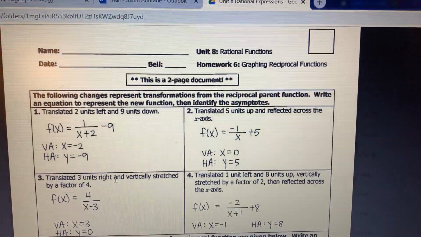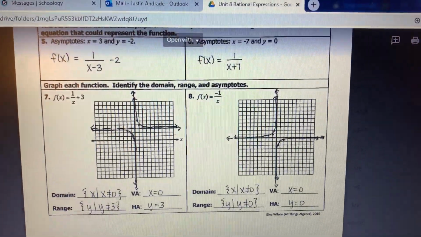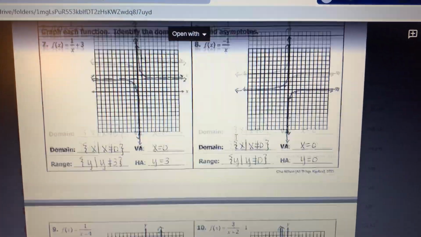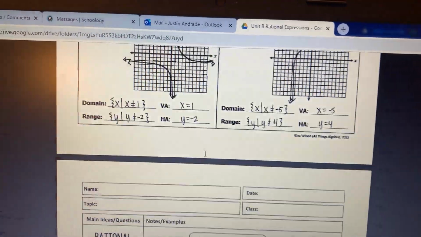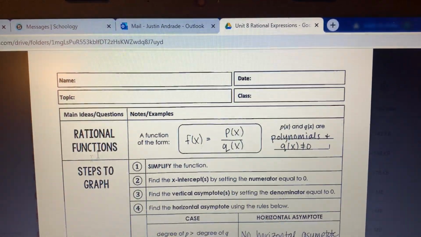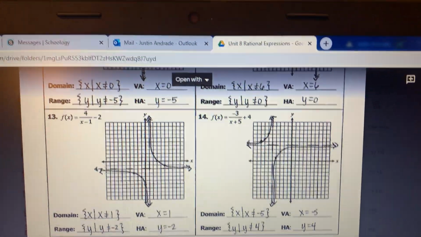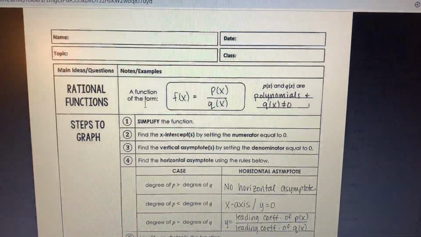All right. So we just got done graphing the reciprocal function. Here's the homework that you did. Reciprocal function looks like this. And next we're going to talk about some more, I guess, complex types of reciprocal functions. And we'll just call them rational functions. Now, they do end up looking very similar to the reciprocal function, just a little more complex than that.